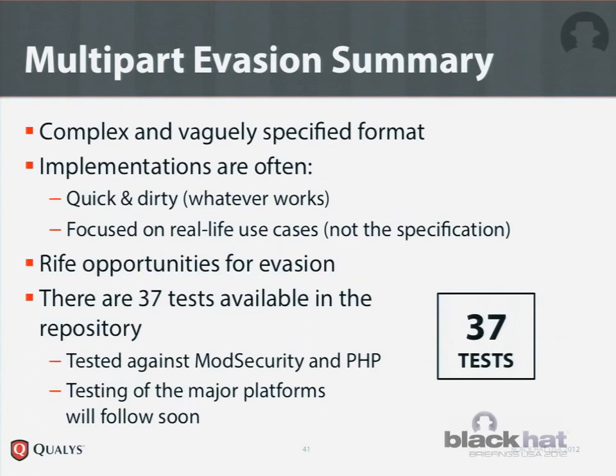So this is a summary of the multi-part evasion. As I said previously, it's a very vague area. It's very prone to evasion. Personally, I wouldn't be surprised if there are more issues here. And I think certainly that my 37 test cases could be improved. And I actually have a number of other items on my to-do list where I want to revisit this particular area. You can download this test from the repository. I've only tested ModSecurity in Apache because this is what I had access to. I'd be really interested to see how other web application firewalls do.